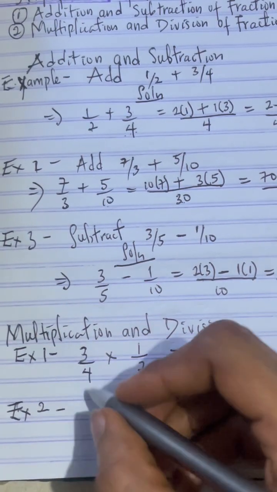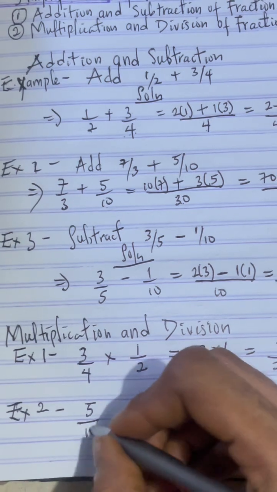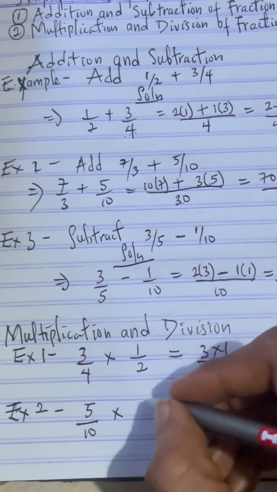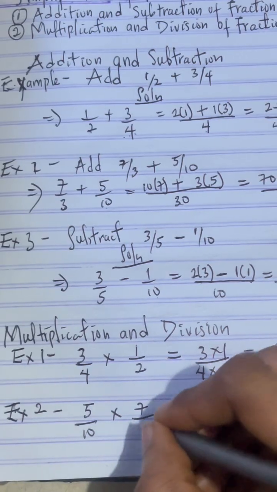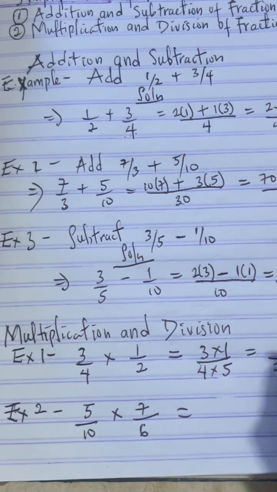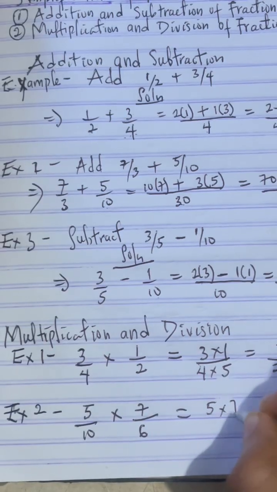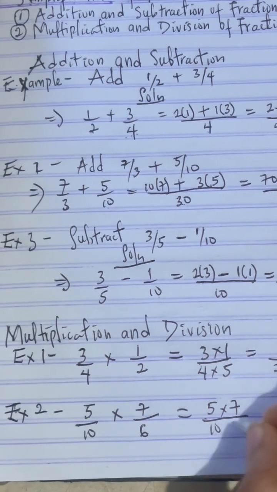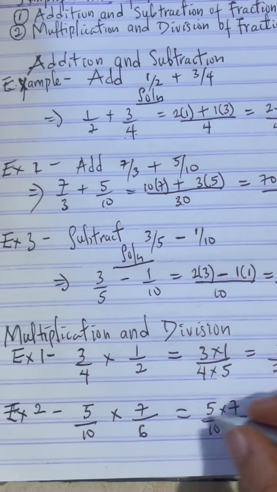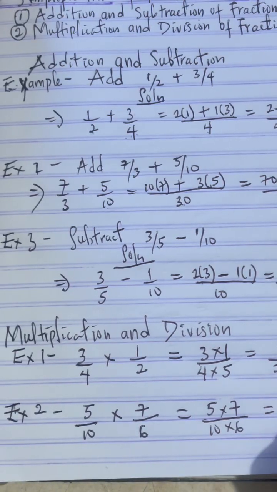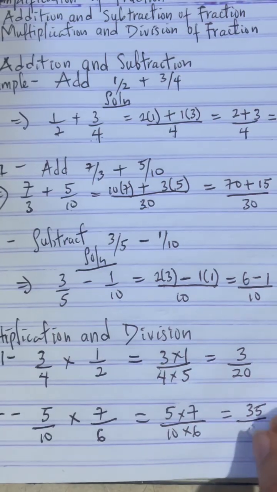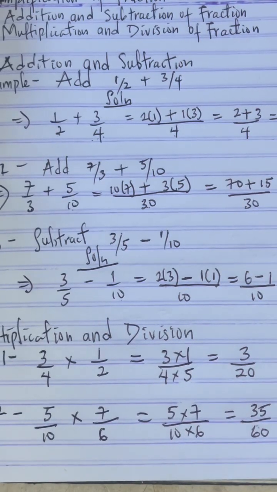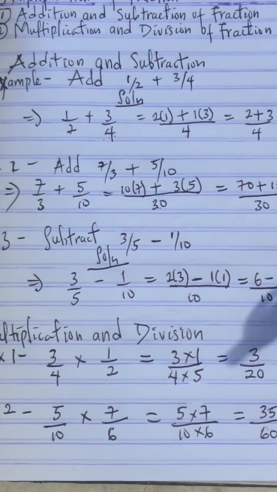Example 2. I want to multiply 5 over 10 multiplied by 7 over 6, for example. So you do 5 times 7 over 10 times 6. So 5 times 7 is 35, over 10 times 6, that is 60. So you can see now, multiplying fractions is very simple and direct.